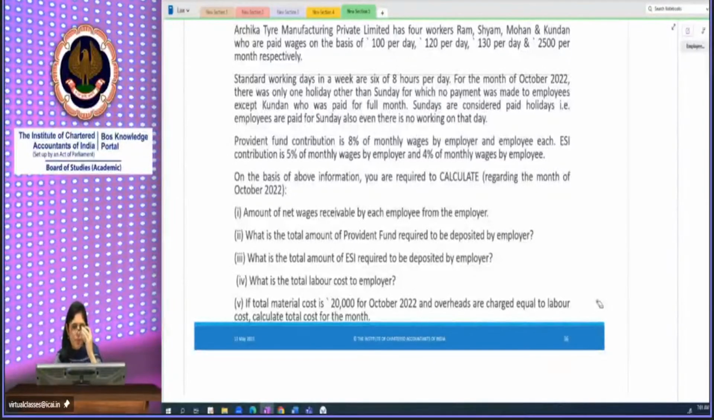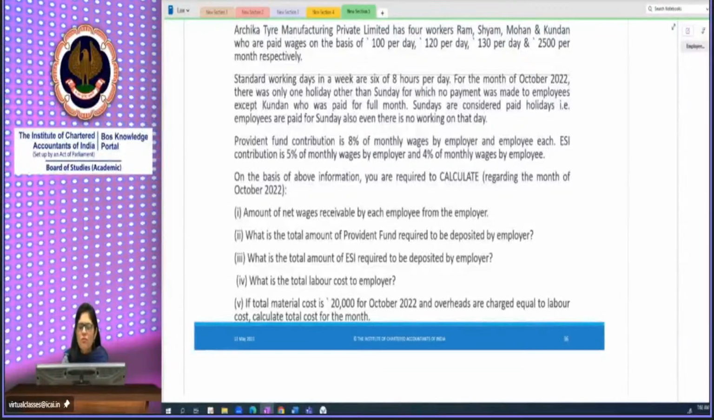This company has 4 workers, Ram, Shyam, Mohan, and Kundan. Wages are paid 100 per day, 120 per day, 130 per day, and 2500 per month. So out of 4, 3 are paid per day, and the last one, Kundan, is paid per month. The second paragraph is very interesting. Standard working days in a week are 6, of 8 hours per day.